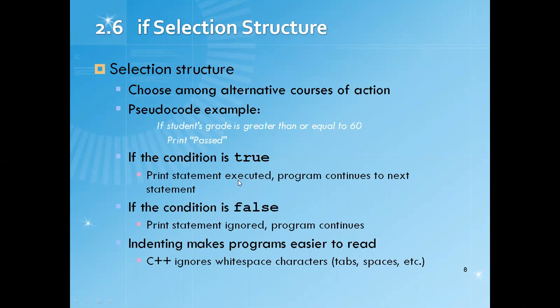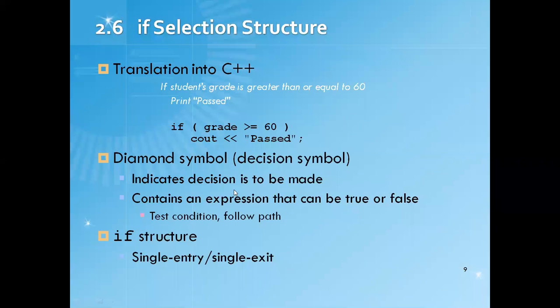Let's begin with examples. If student's grade is greater than or equal to 60, that's the pseudocode. The pseudocode can be translated to C++ code just like that. If the grade is bigger than or equal to 60, then you need to print out "pass" on the monitor, right?